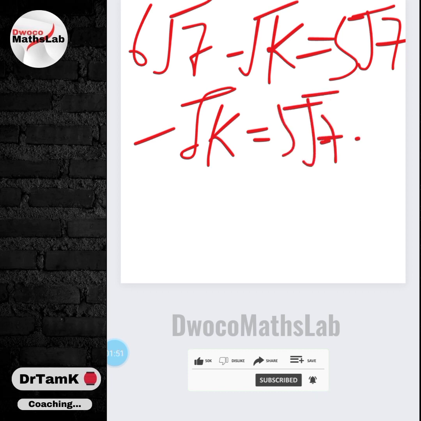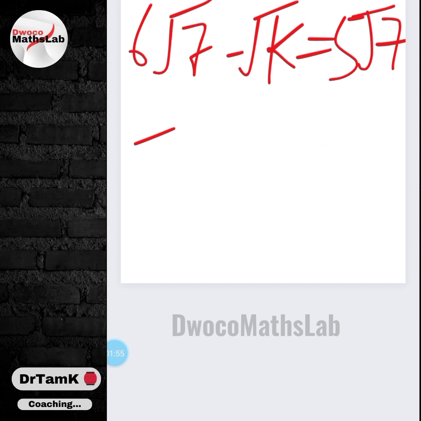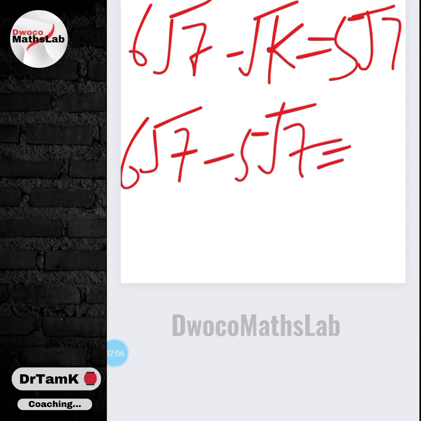5 root 7 minus 6 root 7. Please, I need to manage that board. Just hold on, give me time. So I get 6 root 7, and the 5 root 7 crosses over; it was plus, and becomes minus 5 root 7. That will equal what? Root k, on the other end, as root k crosses.